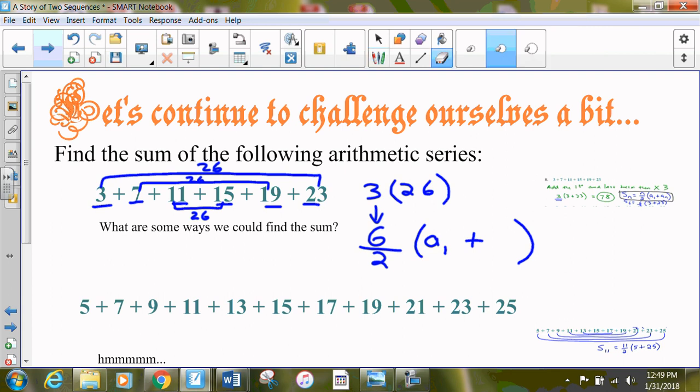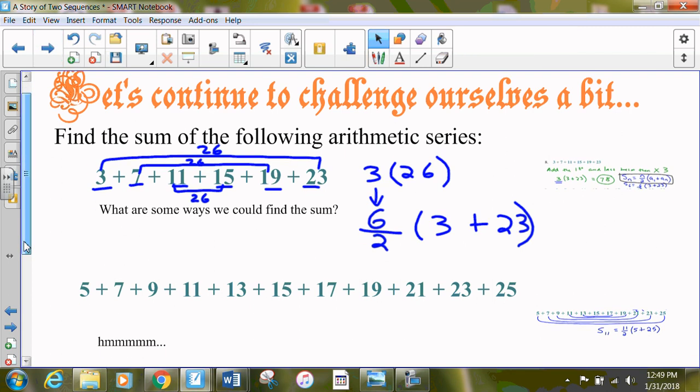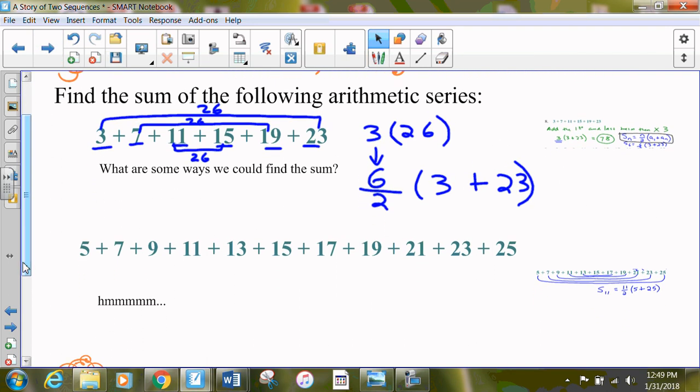So let's see, I'm going to write this out this way. The first term was 3, and the last term was 23. I'm not going to go ahead and do the next one. In class, we had more time and we had more fun. But this leads to our sum formula.